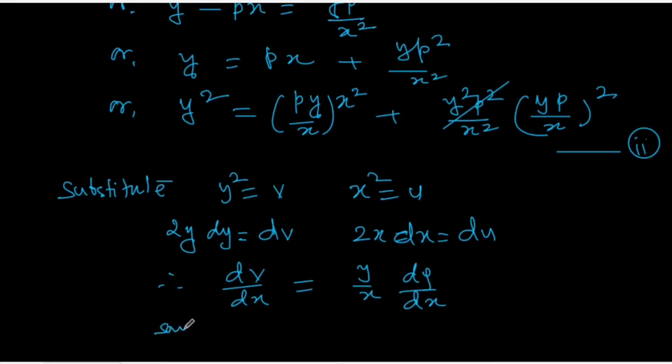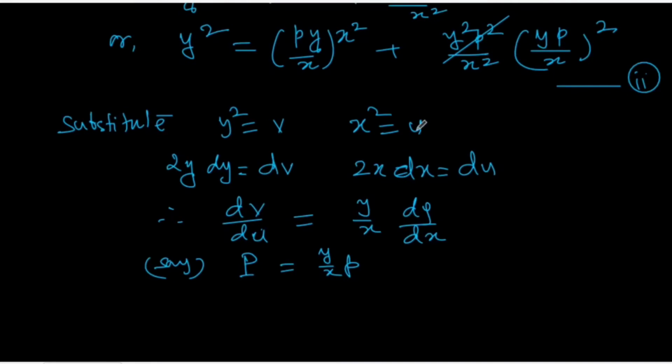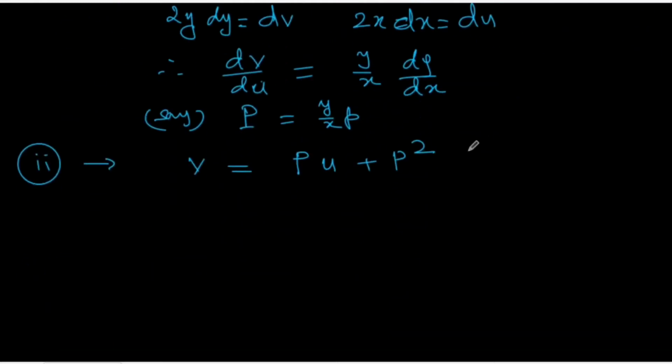Let dv/du equal capital P, which is (y/x) times small p. If we substitute these values, y squared equals v, x squared equals u, and (y/x) small p equals capital P, equation 2 becomes v equals capital P u plus P squared. And see, this is the equation in Clairaut's form. But the unknown function is v and the independent variable is u.